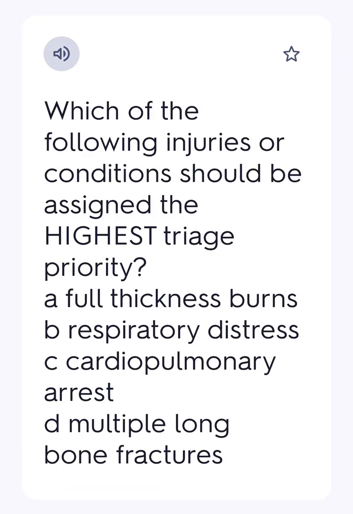Which of the following injuries or conditions should be assigned the highest triage priority? A. Full thickness burns. B. Respiratory distress. C. Cardiopulmonary arrest. D. Multiple long bone fractures.